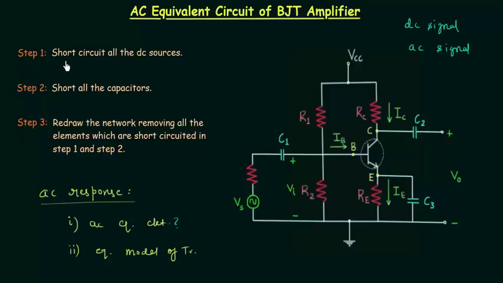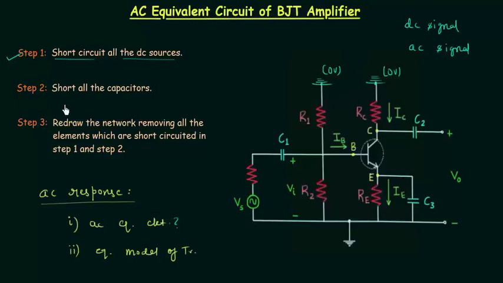In step number 1, we need to short circuit all the DC sources. We have only one DC source, that is VCC, the biasing potential, and we need to short circuit VCC. So let's do it. I will replace VCC, and in place of VCC we will have ground like this, and we already know the potential of ground is equal to 0 volts. So we have 0 volts at this terminal and 0 volts at this terminal. We are done with step number 1.